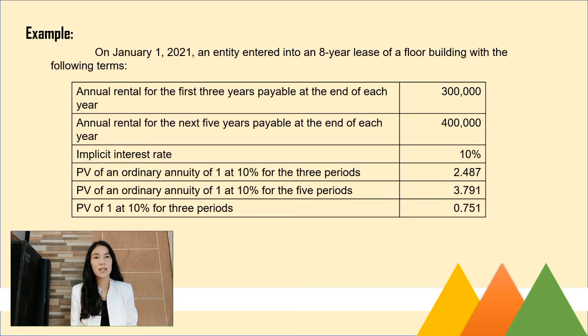Then, implicit interest rate, 10%. Present value of an ordinary annuity of 1 at 10% for the 3 periods is 2.487. Then, present value of an ordinary annuity of 1 at 10% for the 5 periods is 3.791. Then, the last one is present value of 1 at 10% for 3 periods is 0.751.